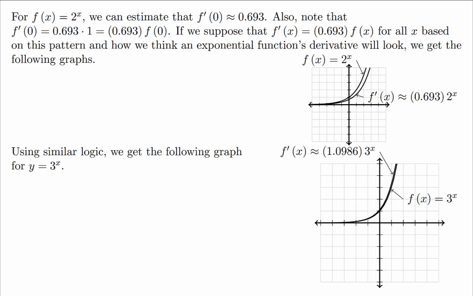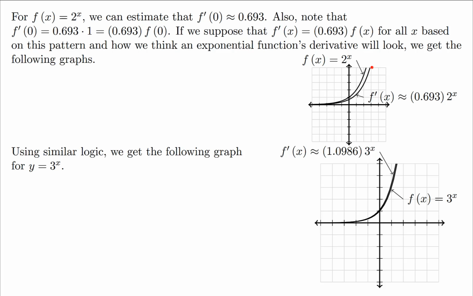Here's a picture of the graph of 2 to the x, and we can estimate f prime of 0 using our standard trick to say that f prime of 0 is about 0.693. And then notice that f prime of 0 would be the same as that number times f of 0. So we're taking a guess that turns out to be right, that the derivative will just be this multiple, f prime of 0, times the function itself.